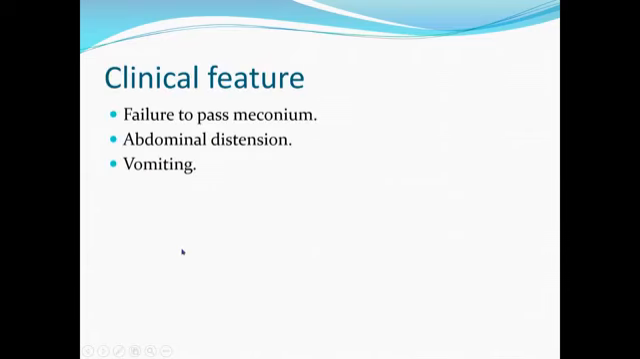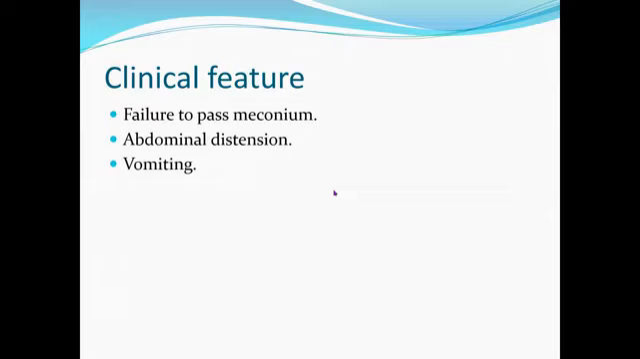Clinical features: failure to pass meconium, abdominal distension, and vomiting. These are the early presenting features in case of intestinal atresia. What is failure to pass meconium? This is important in neonatal evaluation. It is failure to pass meconium since birth. The baby should pass meconium immediately after birth, within 6 hours, 12 hours, and maybe 24 hours. But not passing meconium after 24, 36, or 48 hours is significant.